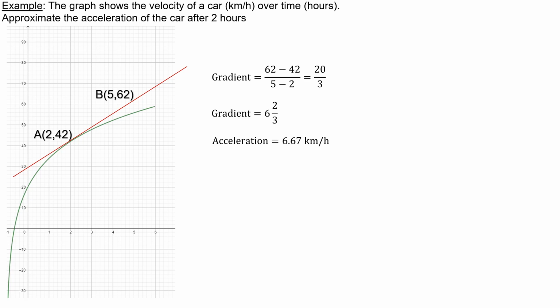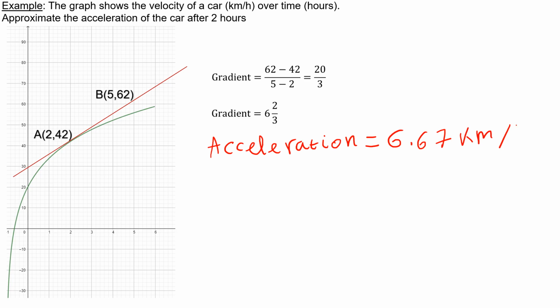The acceleration will have a unit. The gradient is 6 2/3, which means that the acceleration is going to be 6 2/3, which is approximately 6.67, and the units are going to be kilometers per hour squared.